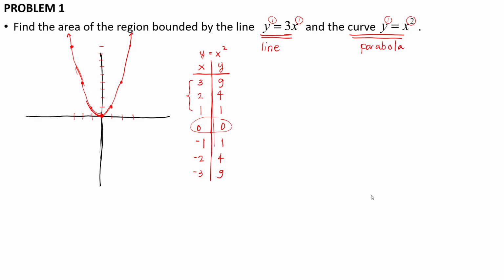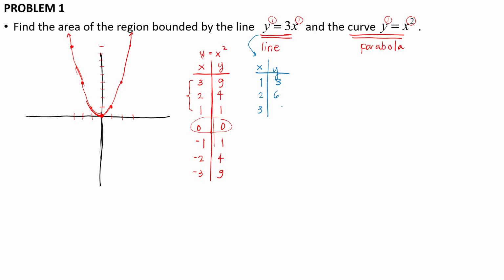So we now proceed with the equation of the line. Let's use another color. Okay, so if x is 1, y is 3. If x is 2, your y value is 6.